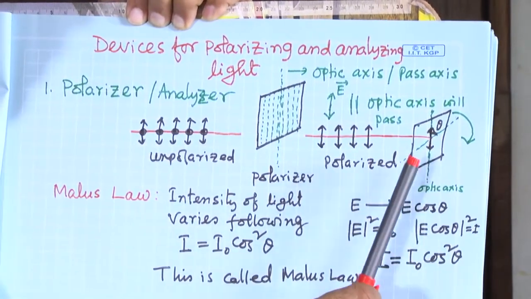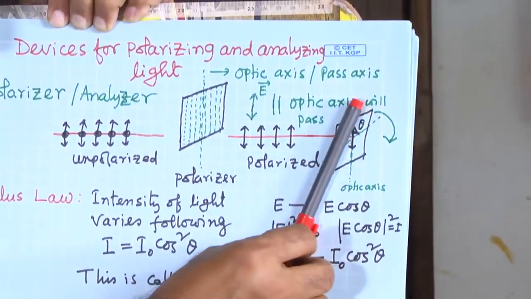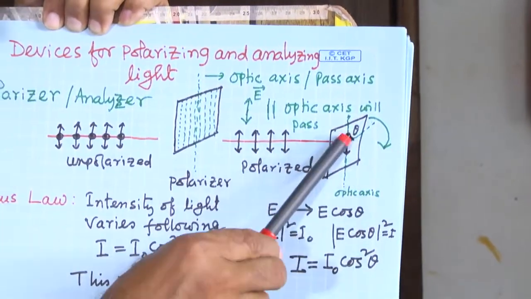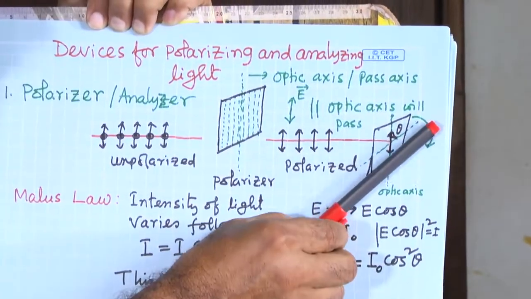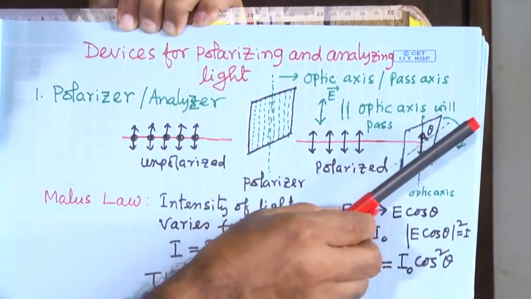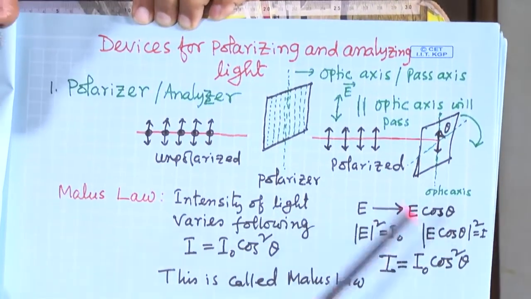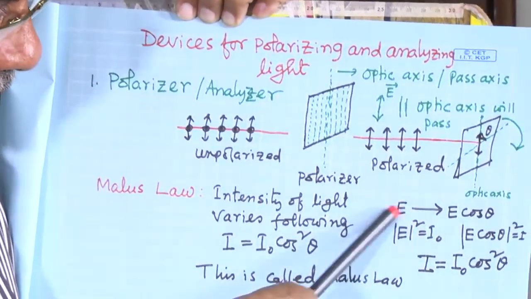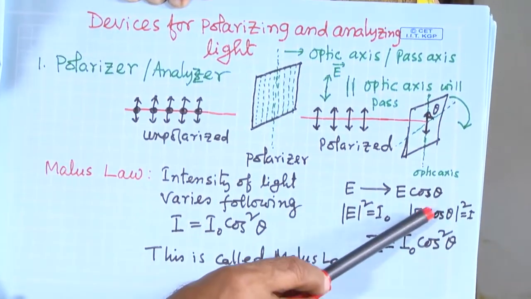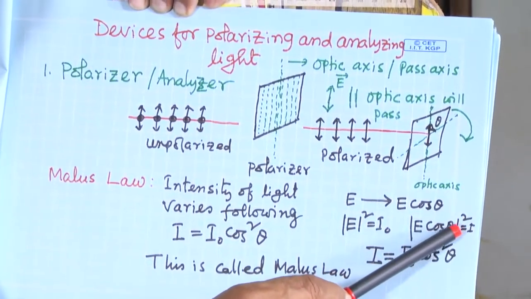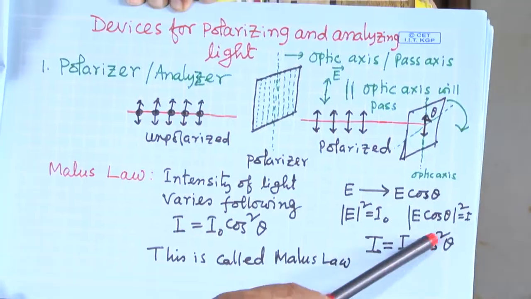Now, if we change the angle theta of the optics axis of the analyzer, then E cos theta will be the component parallel to the optics axis, and that will pass through. This is the electric component. The square of it is basically intensity. E squared equals, say, I0. So, E cos theta squared is I. So, I equals I0 cos squared theta.